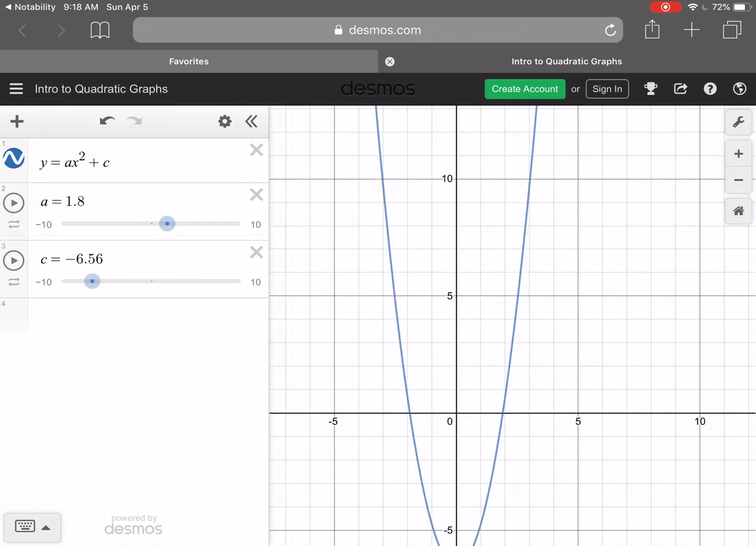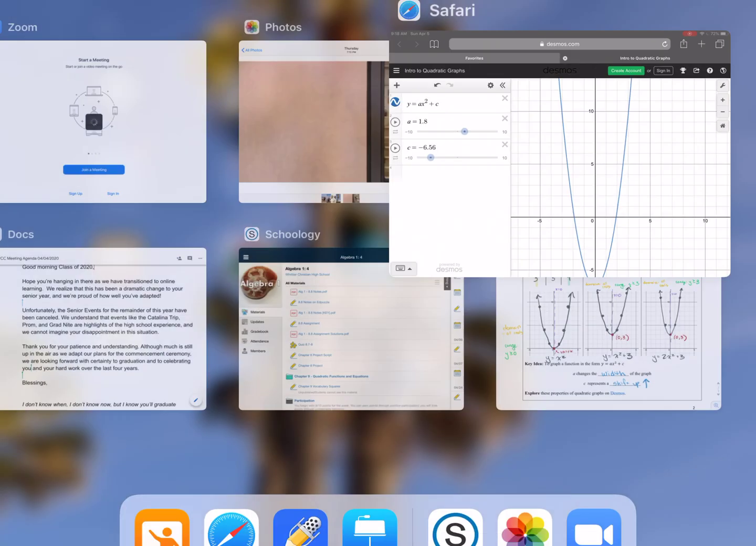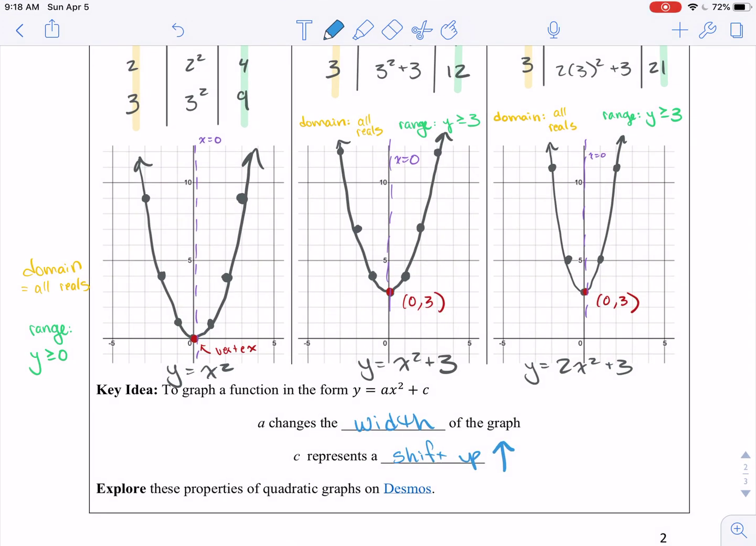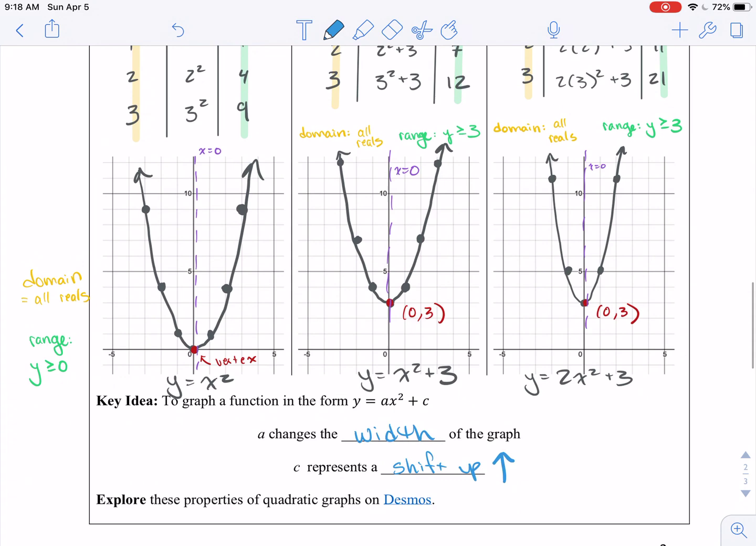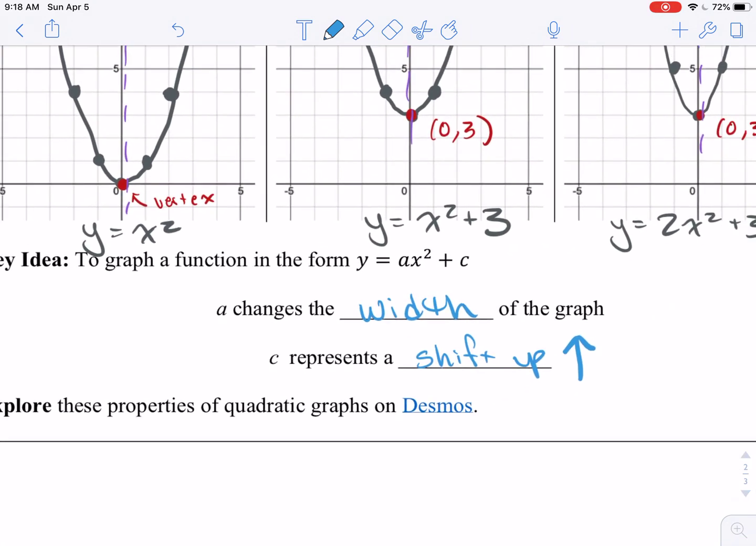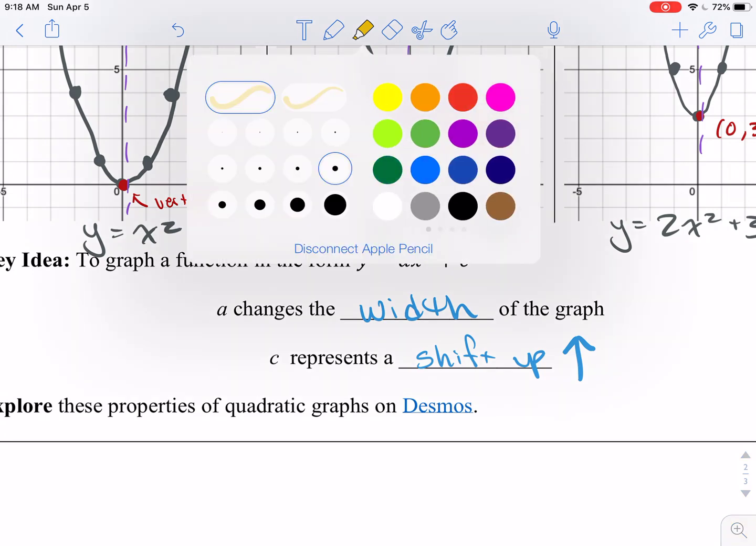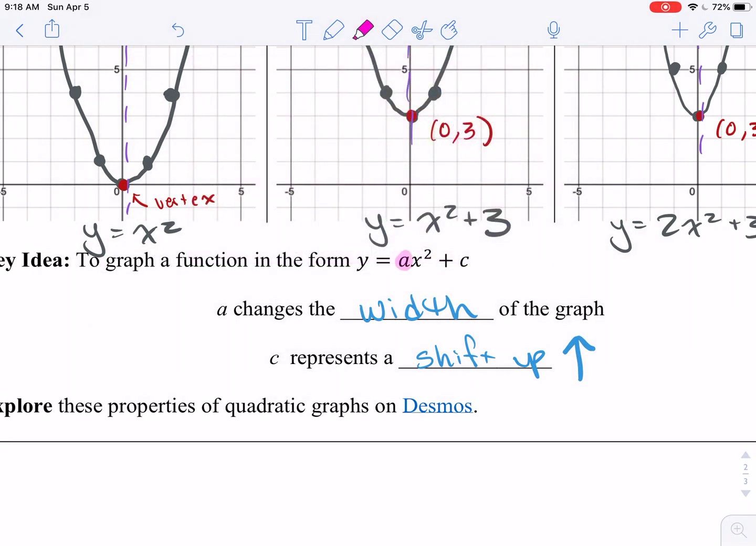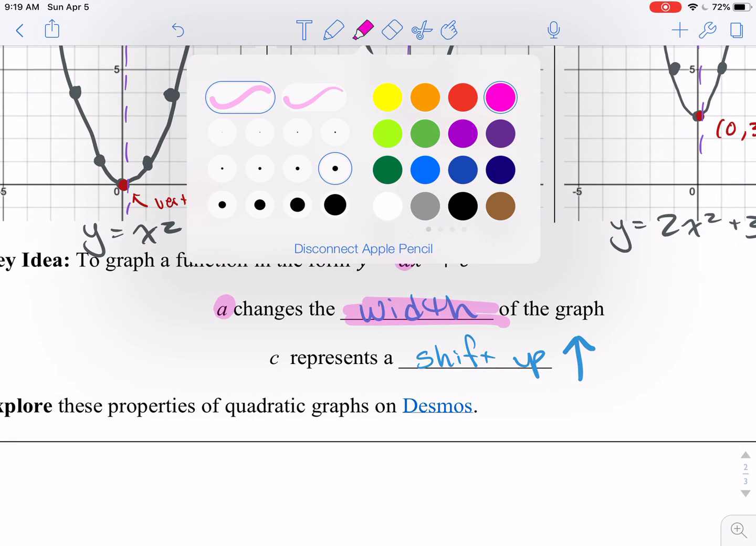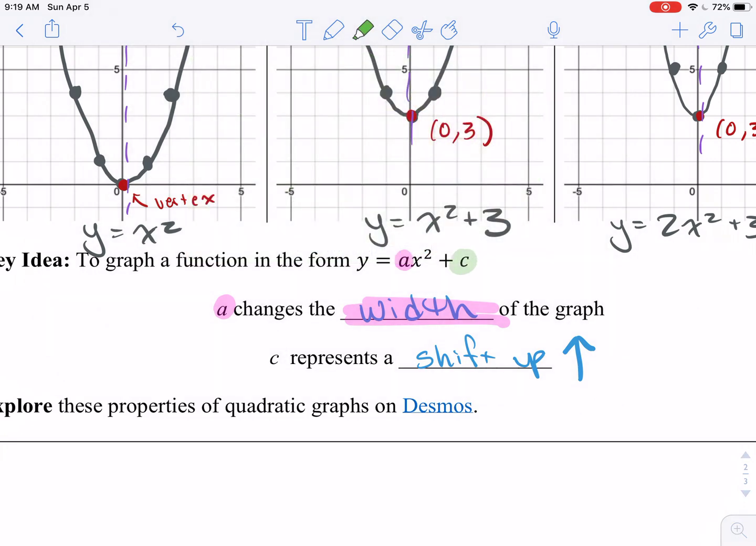Well, I hope you guys have a great time exploring the properties of parabolas with your graphs. Remember, this is your key idea. If you have a quadratic function in the form y equals ax squared plus c, then a will change how wide your graph is, and c will change your y-intercept. It'll move your graph up.